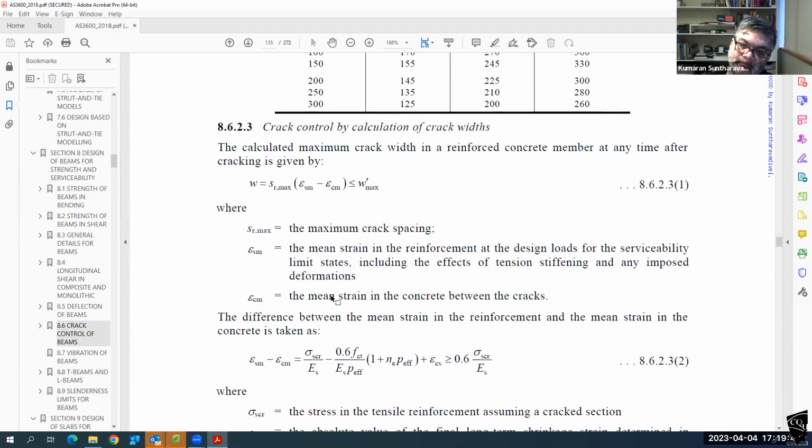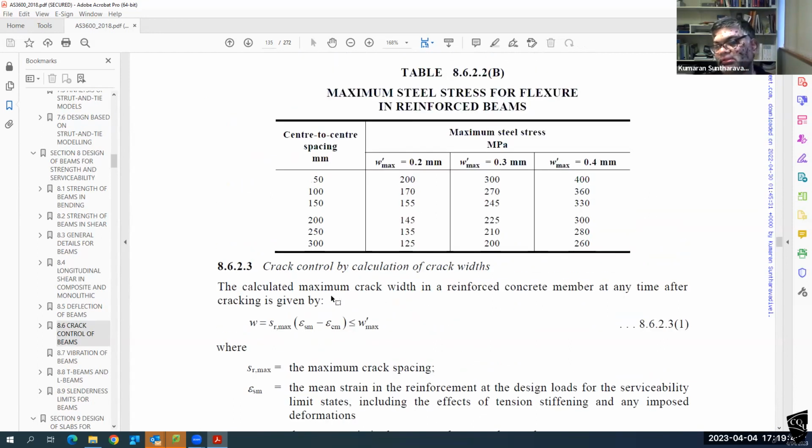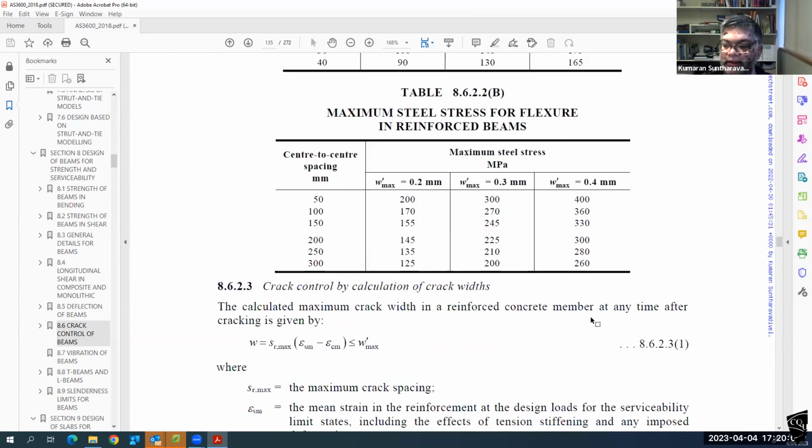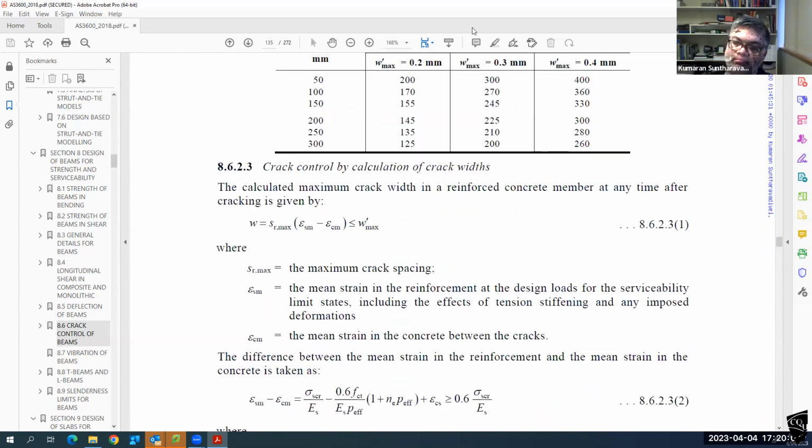But if your crack width limit is 0.1 millimeter, yes, you need to do it, because this table works with 0.2, 0.3, 0.4 only. So if you want the crack width limited to 0.1 millimeter, then you need to go for this crack width calculation. Is that clear? Yes, sir. Thank you.